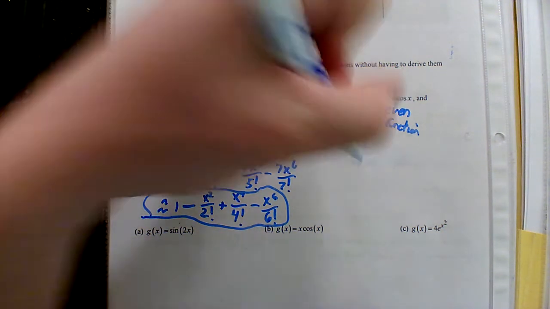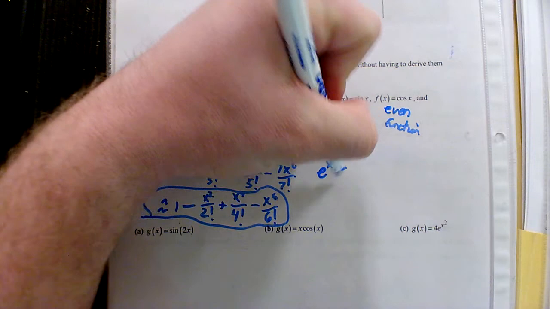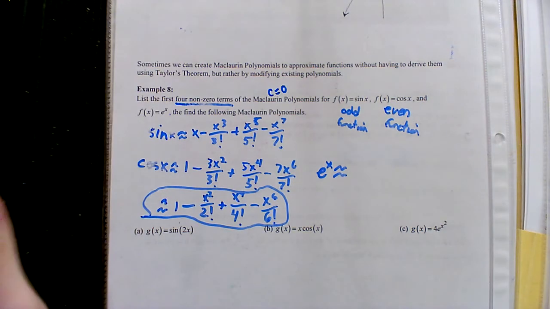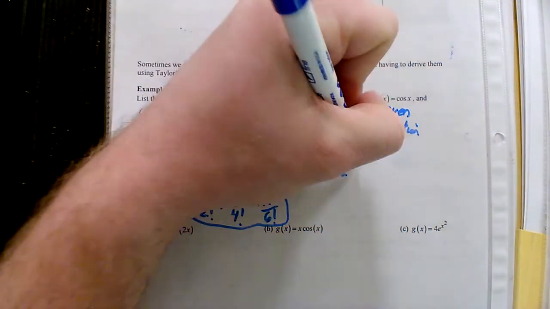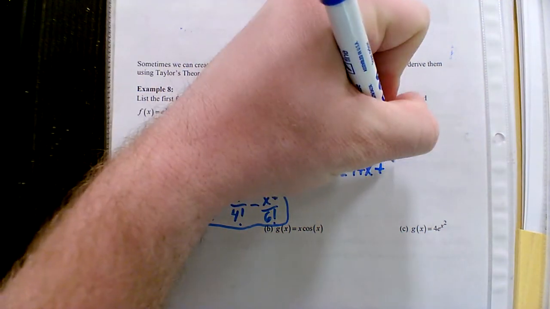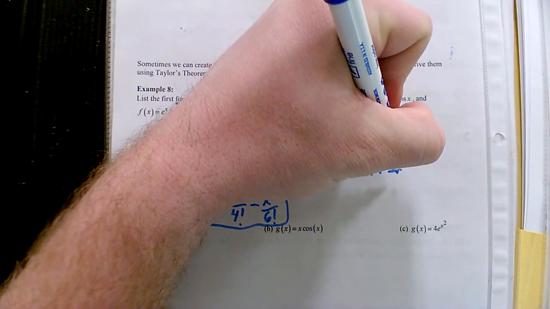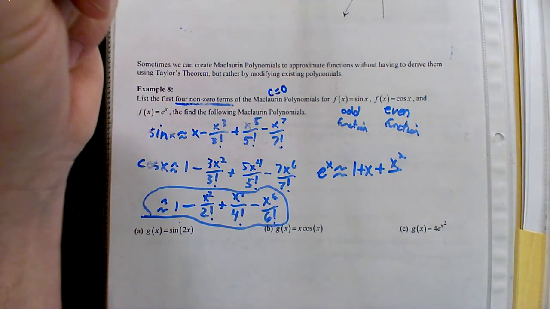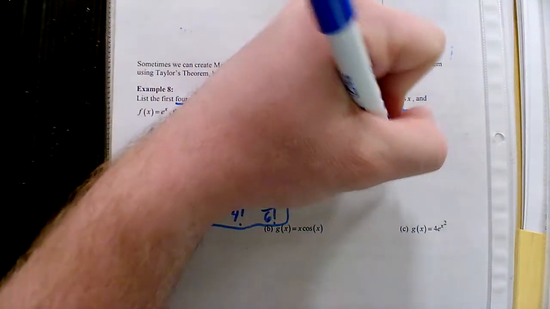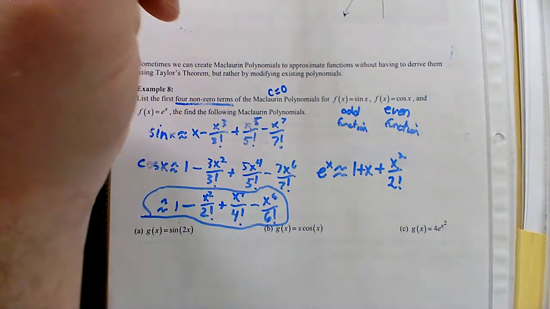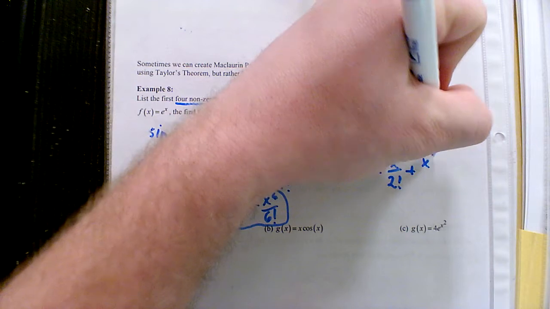All right, last one they want us to find is the approximation of e to the x. Well, I think we found that one too. What was the first 4 non-zero terms of e to the x? And again, this is another one eventually you should try to memorize. 1 plus x plus x squared over 2 factorial, 2 times 1, yeah, just 2. Plus x cubed over 3 factorial.